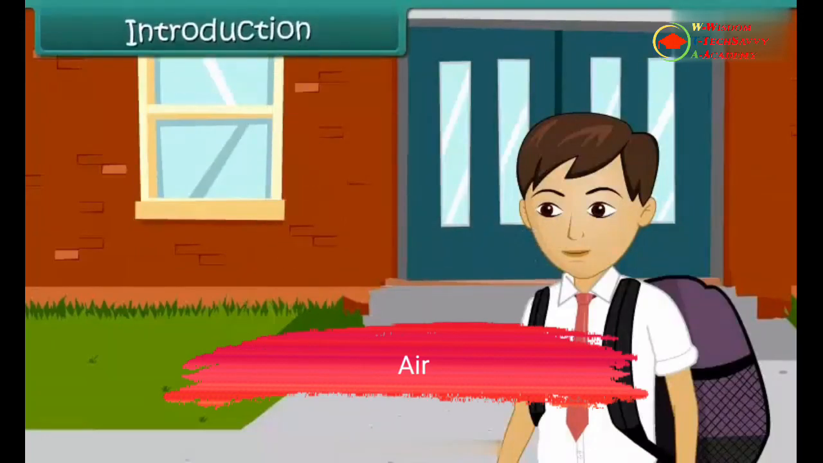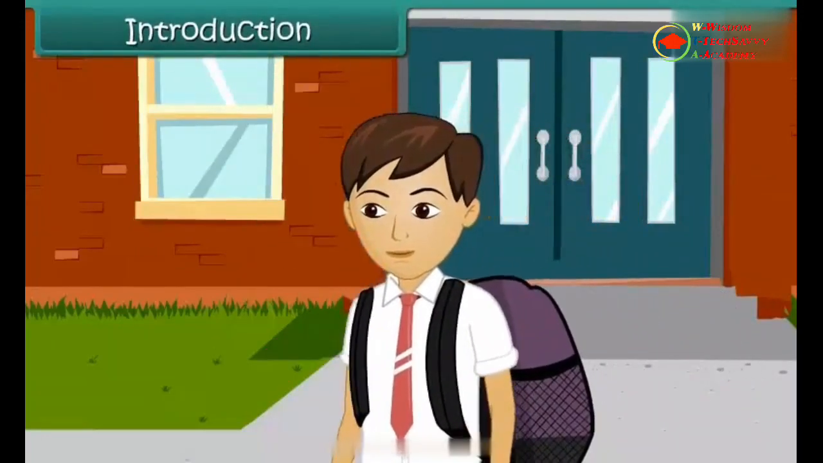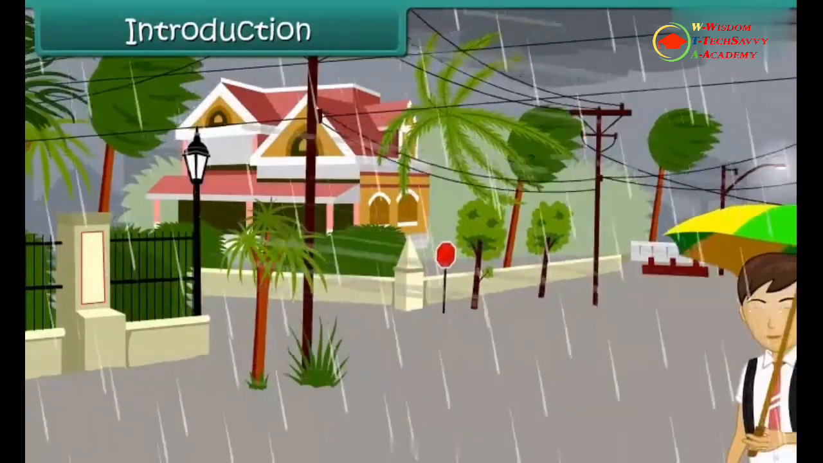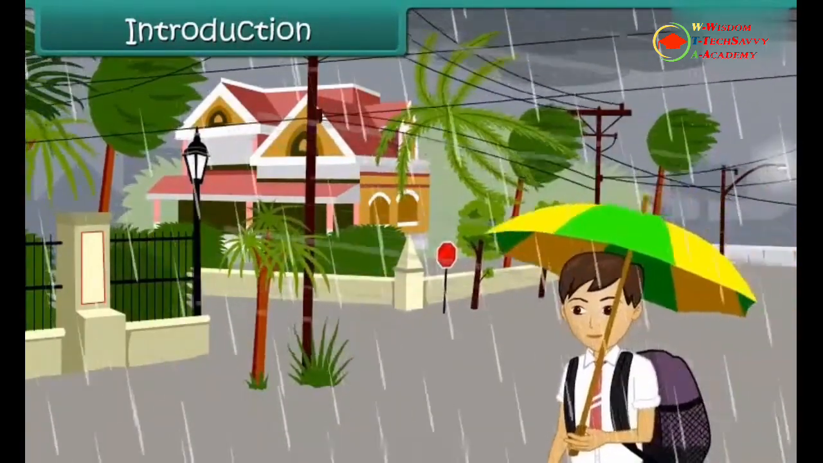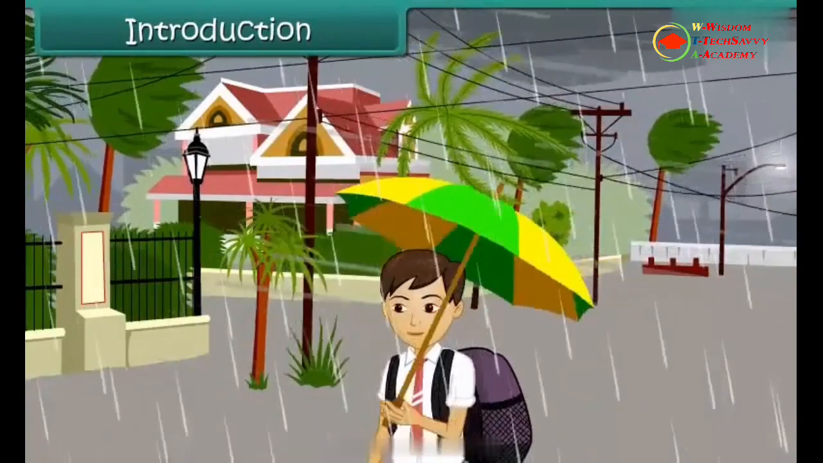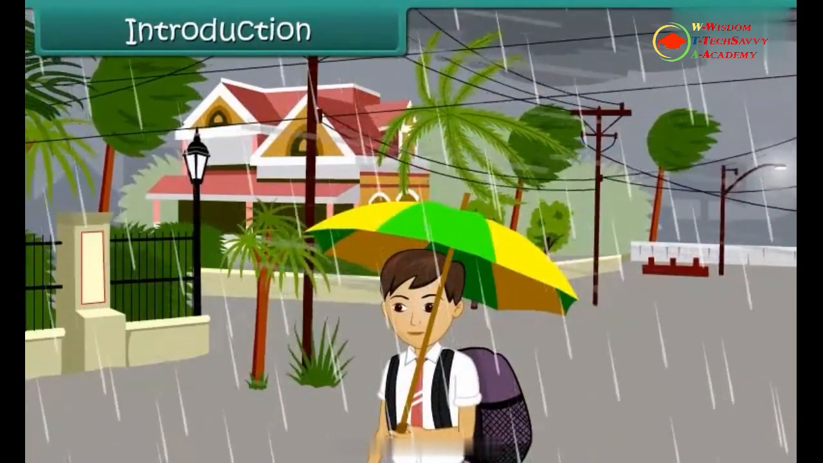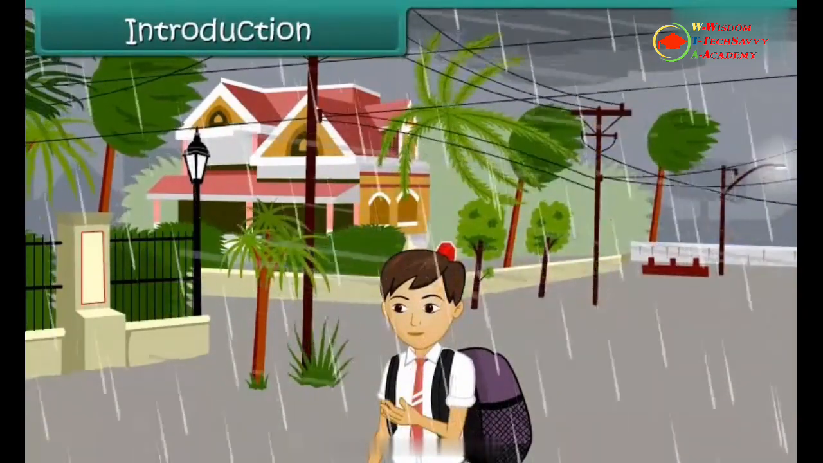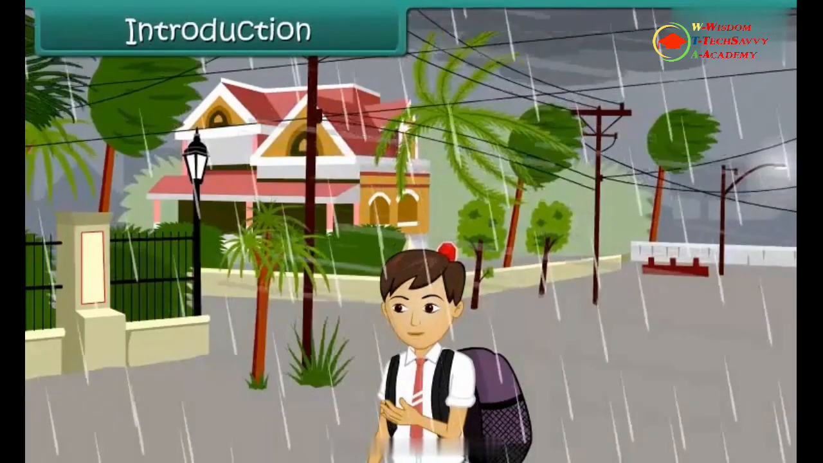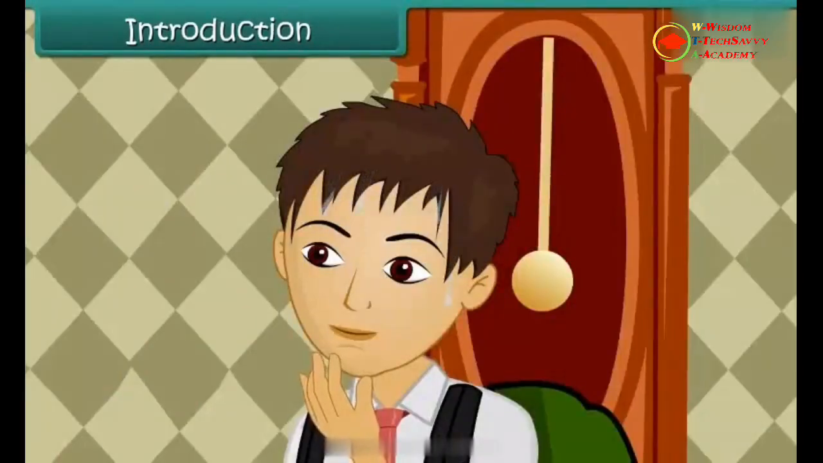Introduction. Your school is over. It is raining heavily. You open your umbrella and start walking towards your home. Suddenly, a powerful gust of wind blows your umbrella away. You are completely drenched. You return home wondering about the power of wind.